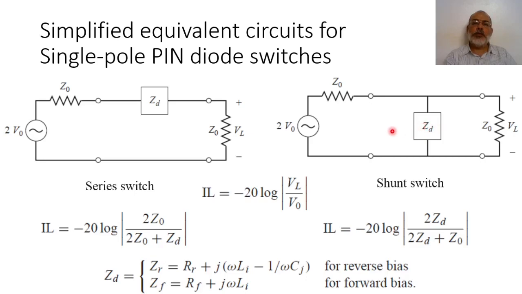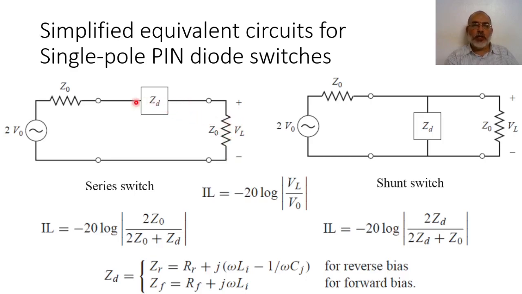Now we are going to represent this qualitative study of the PIN diode switch with a quantitative study. In this case, we are going to replace the PIN diode by an equivalent impedance Z diode. This Z diode will be connected at the first port to the source, which is assumed to have an amplitude voltage 2V0 and characteristic impedance Z0. On the other hand, the other terminal is connected to the load, which is assumed to have a characteristic impedance Z0.